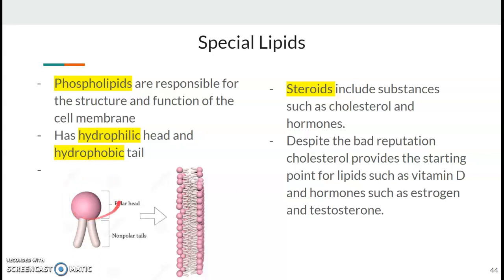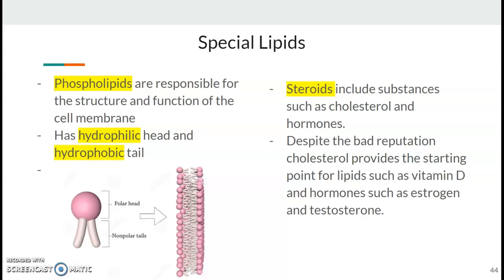So this part is polar and that'll interact with water. But this part is nonpolar and it will not interact with water. And that is important because that is what helps to form the cell membrane. So they turn in towards each other and they create a barrier to keep water out.